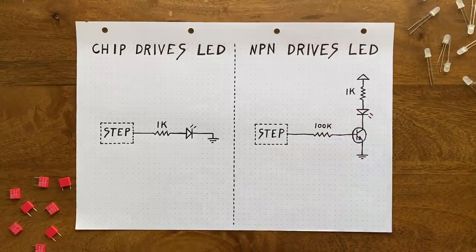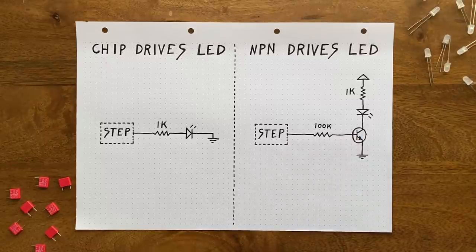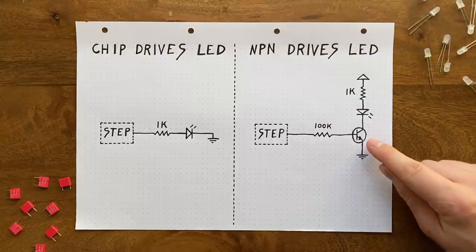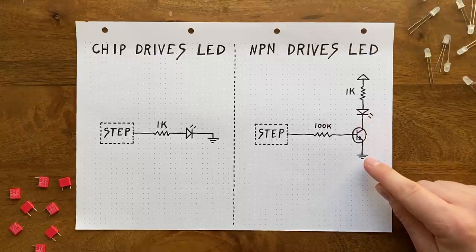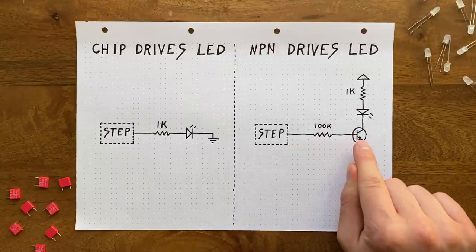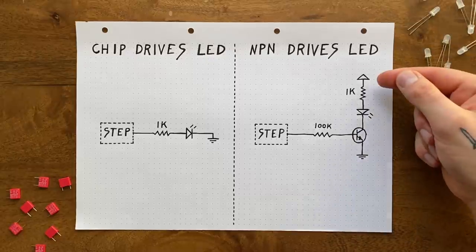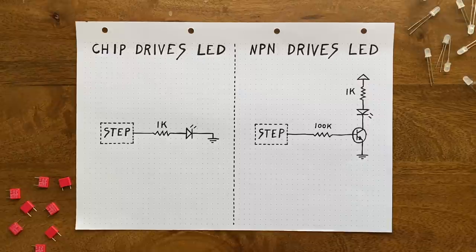Here's how it works. As long as the chip's output is sitting at 0 volts, no current will flow on this path, which means that the transistor is blocking any current from flowing between its collector and emitter. So our LED will be turned off as well. But as soon as the output goes high, a very small current is squeezed through the 100K resistor and into the transistor's base. This is enough to make the transistor open up wide, allowing for lots of current to flow between collector and emitter. That current might actually be strong enough to wreck our LED.